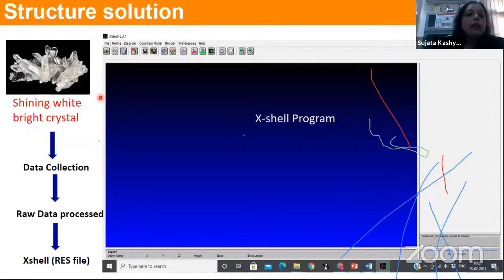For structure solution, we generally use two types of software: first is WinGX and the second is Olex2. Olex2 is more user friendly and is now widely used. Therefore, I'm going to demonstrate here how we can use Olex2 for structure solution. I'm going to demonstrate through the software also. We first open our program, then go to the File menu and upload our file.